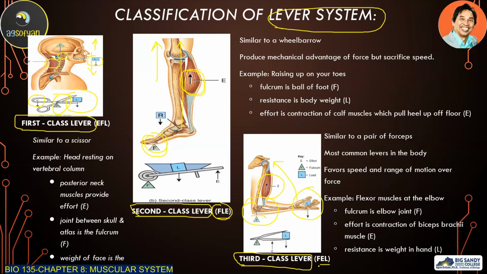So in our body, again, there are 3 classes of lever system. First class lever, EFL. The second class lever, FLE. And the third class lever, FEL.